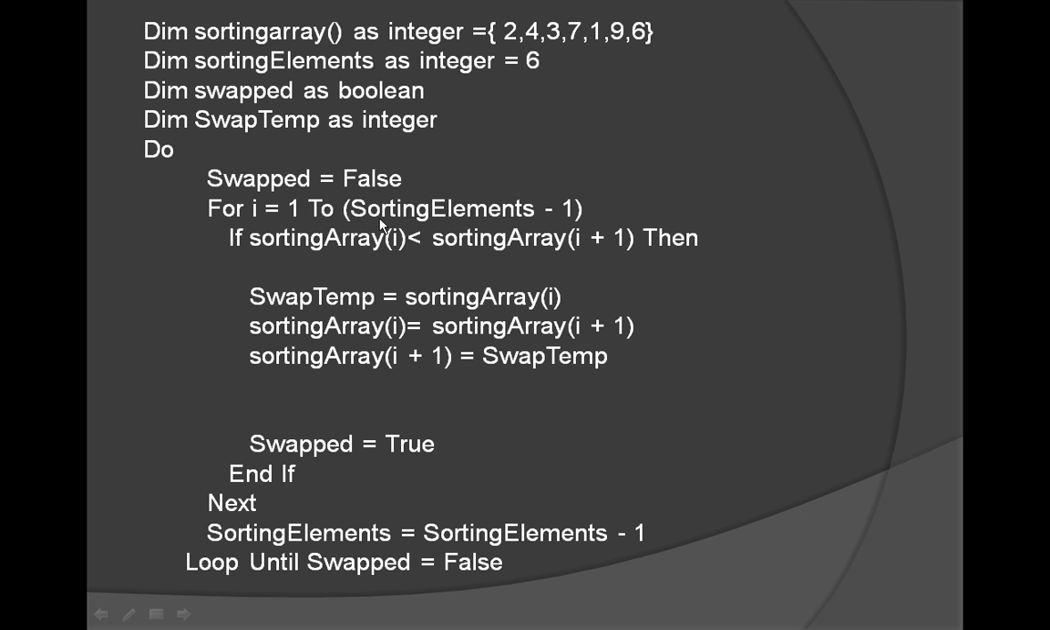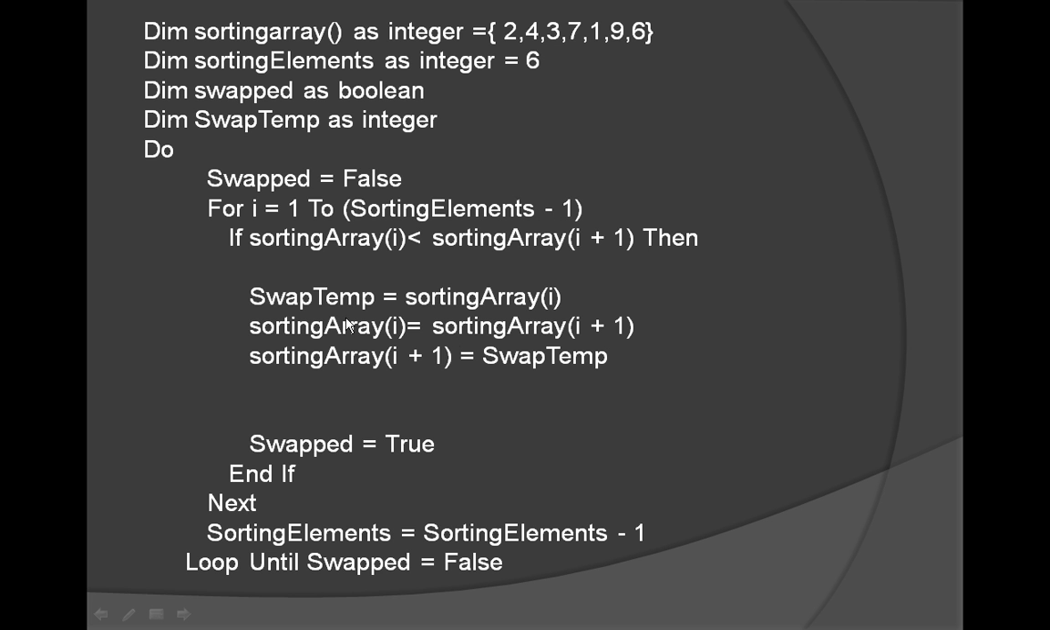Within this, rather than going all the way through the array, if you think about it, if I'm going to ask about the element plus one, it makes no sense to ask about this last element here. If I'm asking about the last element, there isn't a next element. So I'm actually going to start one short. So sorting elements minus one.